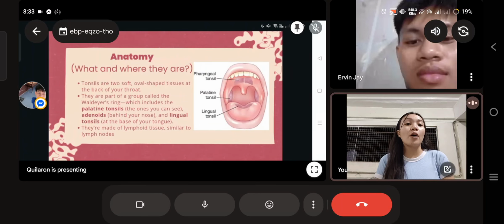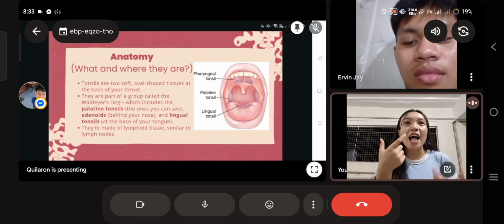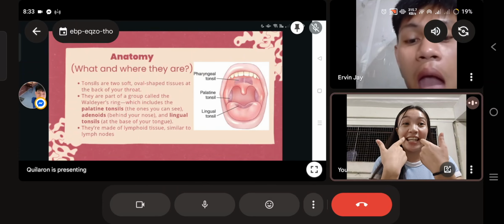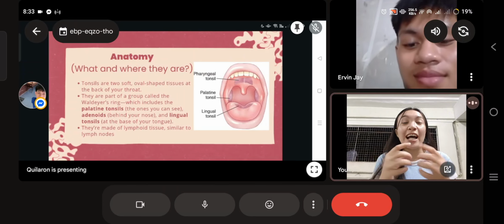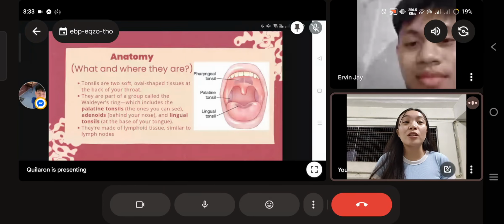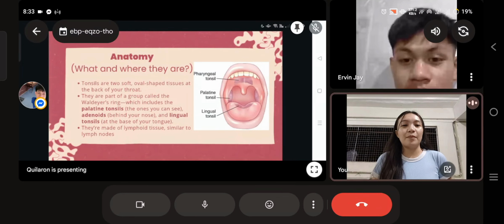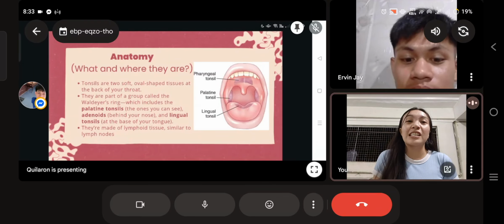Tonsils are two soft oval-shaped tissues at the back of your throat. So, pag makita nimo sa kilid, that is the tonsil nga atong gina-refer, but it is actually called the palatine tonsil. Those are lymph node tissues.